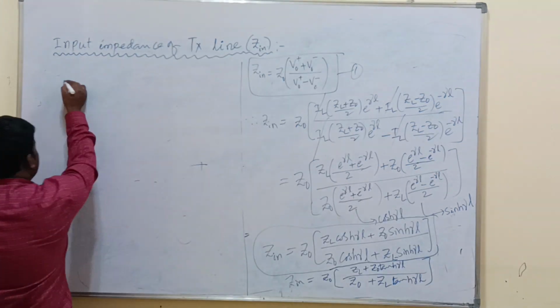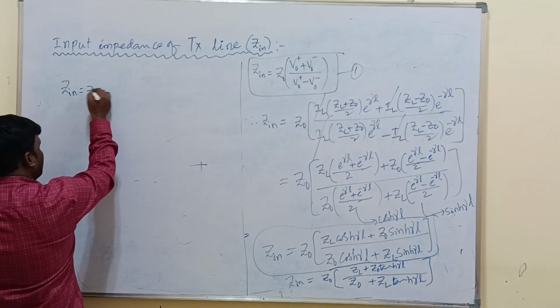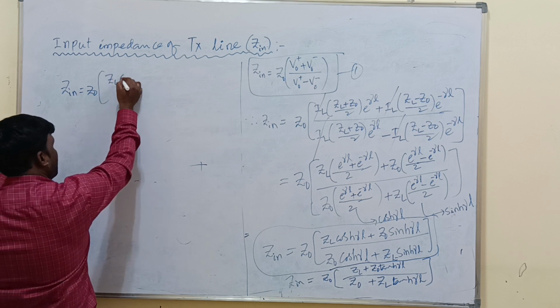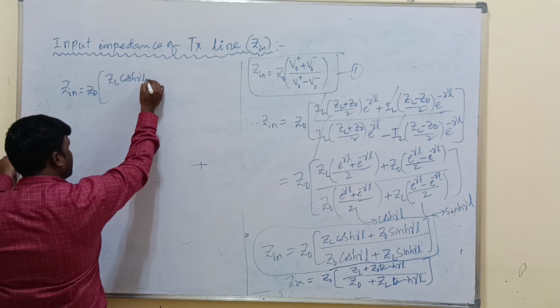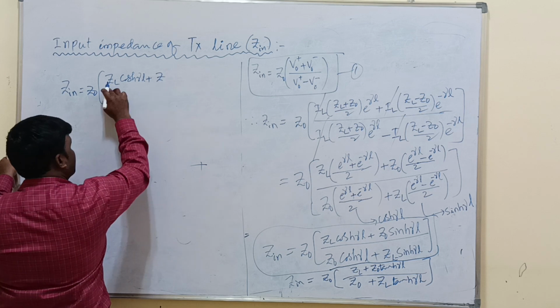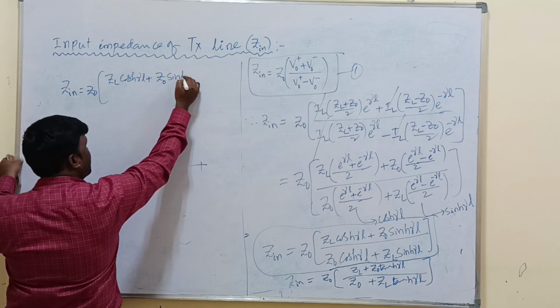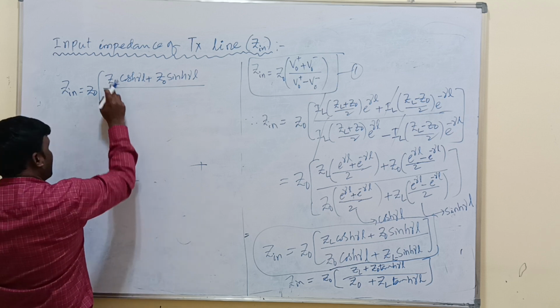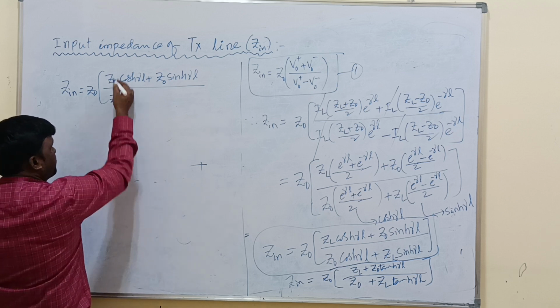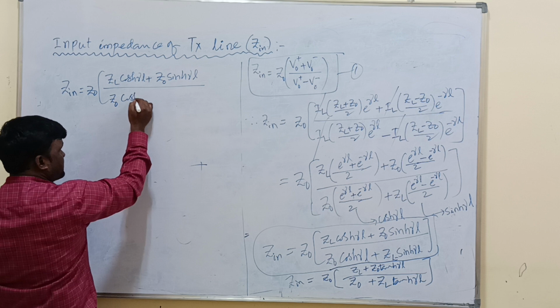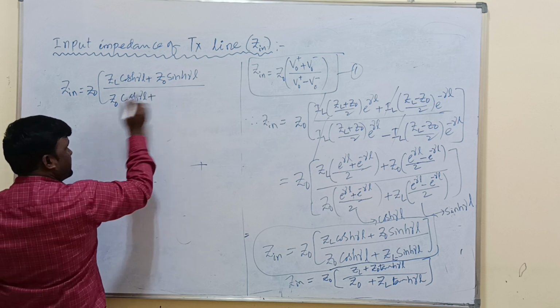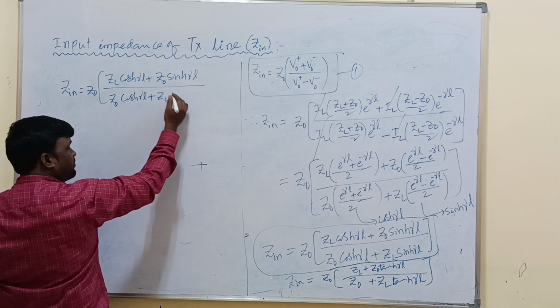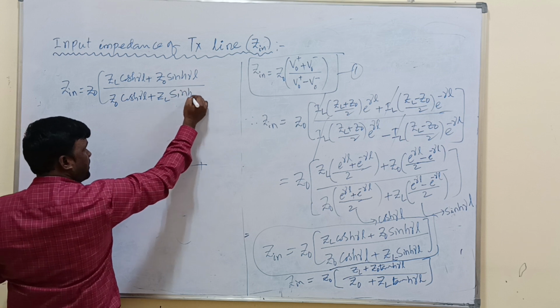This one, that is Zin equal to Z naught into ZL cos h gamma L, that is first term, cos h term. After ZL, this one is Z naught sin h gamma L. We can easily write the denominator term. Here you have ZL, that ZL can be replaced with Z naught. It is first term cos h gamma L. And after Z naught, this one is ZL, or else Z naught is replaced with ZL. Second term sin h gamma L.